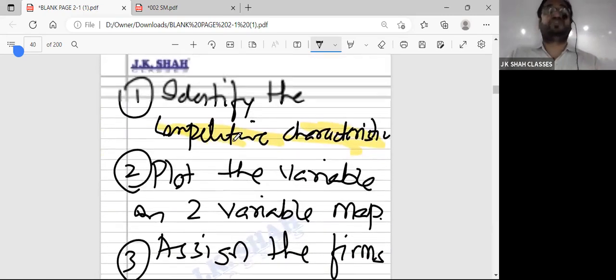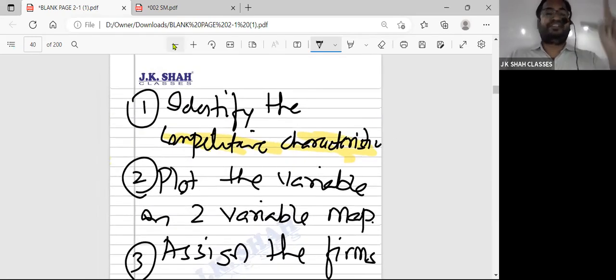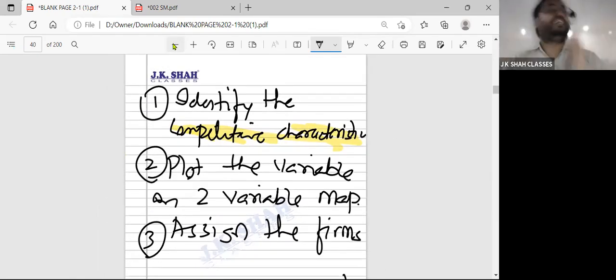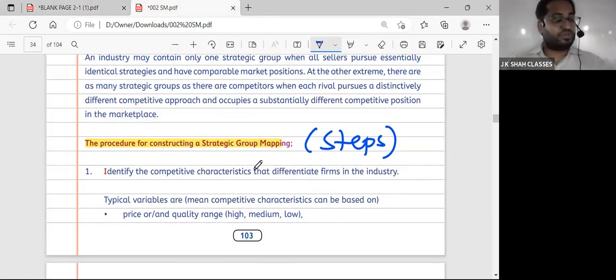What are the steps for strategic group mapping? Simple. Now you understand. You ask the client itself, on what basis do you want me to do this? That is called competitive characteristics. In my example, it was price and product line breadth. Second step, plot the variable. Third, assign the firms. Fourth, those circles will represent the market share of the group. You understood? Look at this. Now you will be comfortable going through this.